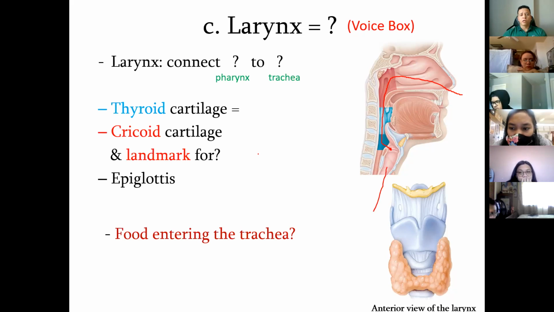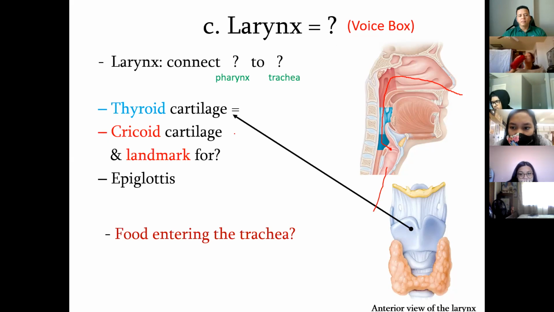There are some important structures of the larynx that you do need to know. Among them, we have a big cartilage right here that we call the Adam's apple. This is the thyroid cartilage, okay? And both males and females have them, all of us have them.